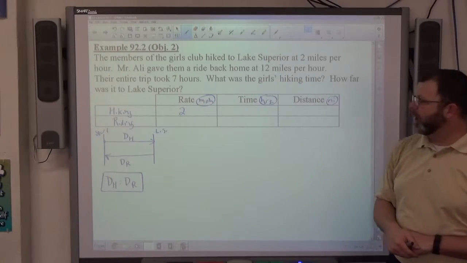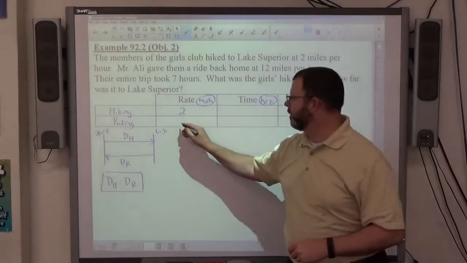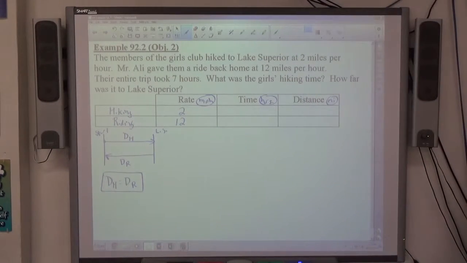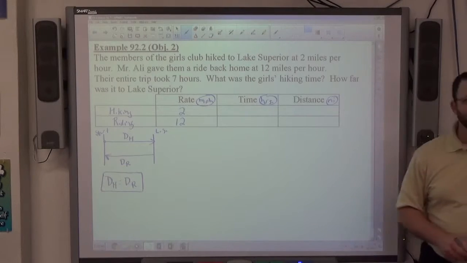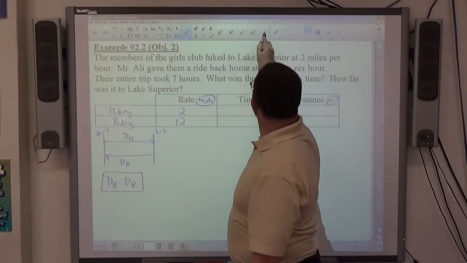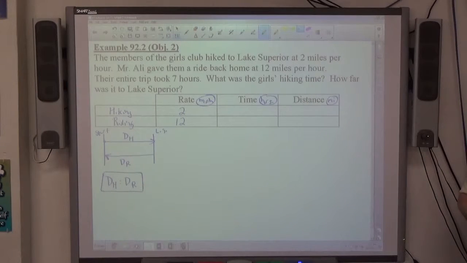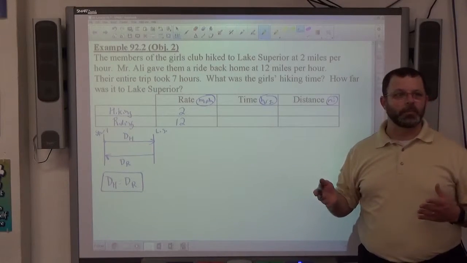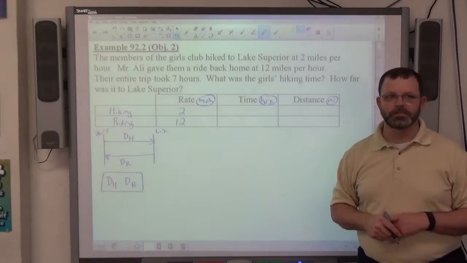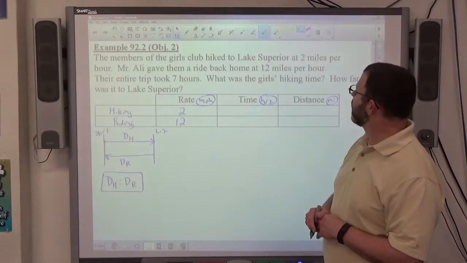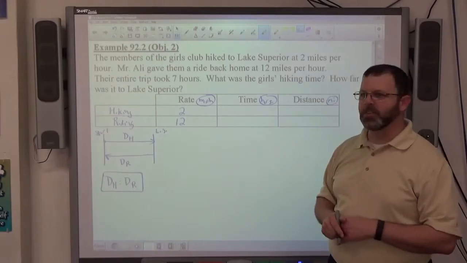How fast did they ride back home? 12 miles per hour. It's not very fast. I think it was under probably rough terrain. Maybe they're on a 7-seater bike, I don't know. There were 6 girls in the girls' club, by the way. I just made that up. And Mr. Ali, that makes 7. They were on a 7-seater bike, so that they can go 12 miles per hour. It doesn't say they were in a truck.